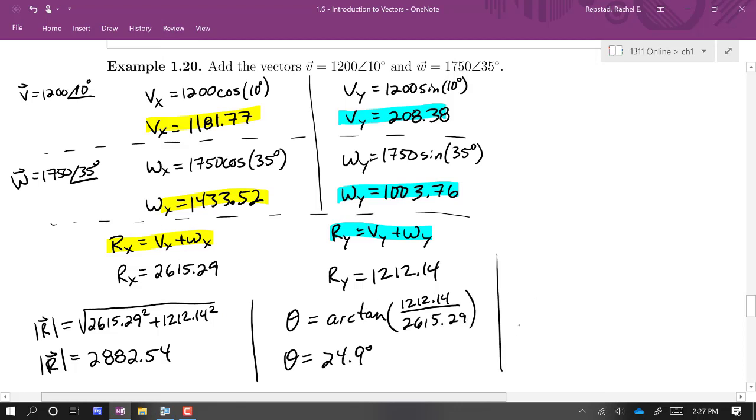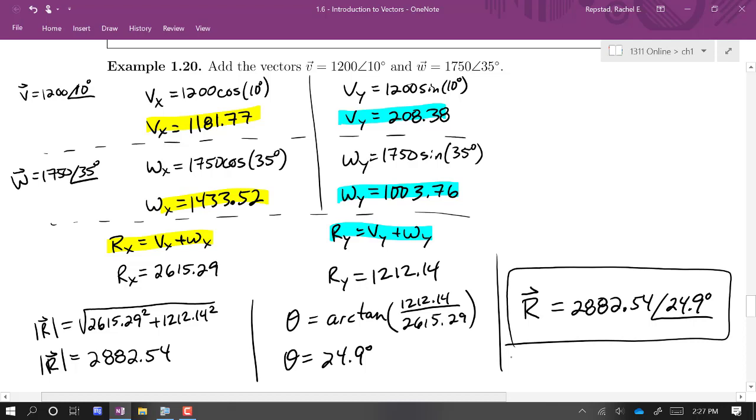And so now we're just putting this together. Our resultant vector is 2882.54 at an angle of 24.9 degrees. And that's basically how we add two vectors. It's a bit of an involved process, there's a lot of calculations, but it is also very algorithmic. It's a very step-by-step process. Find components, add x components to get the x component, add y components to get the y component, and once we have our x and our y, we use Pythagoras and arctan to get our magnitude and direction.